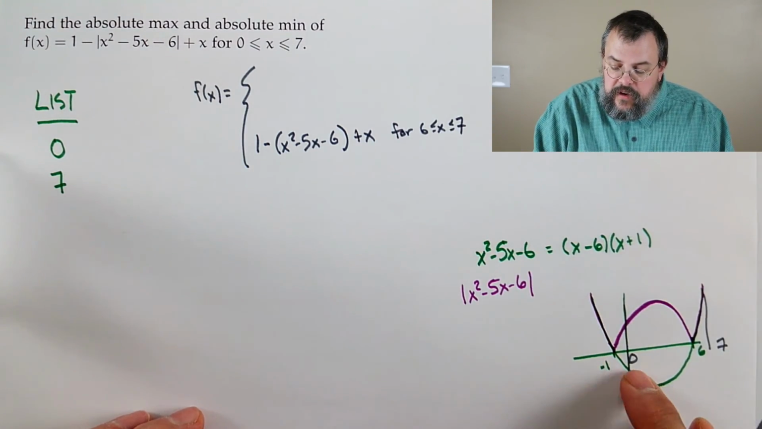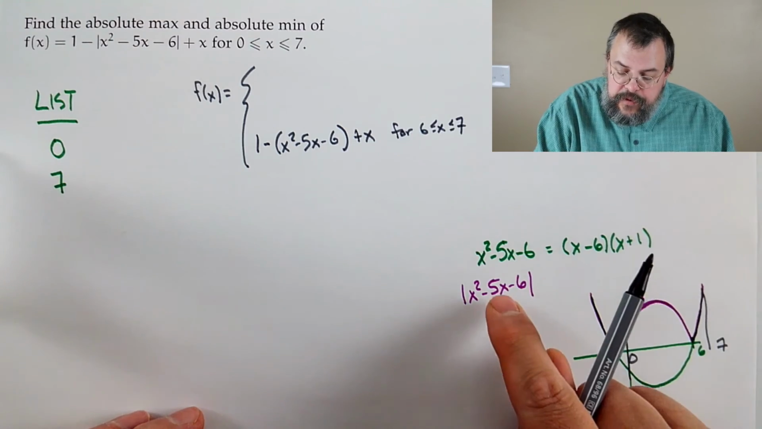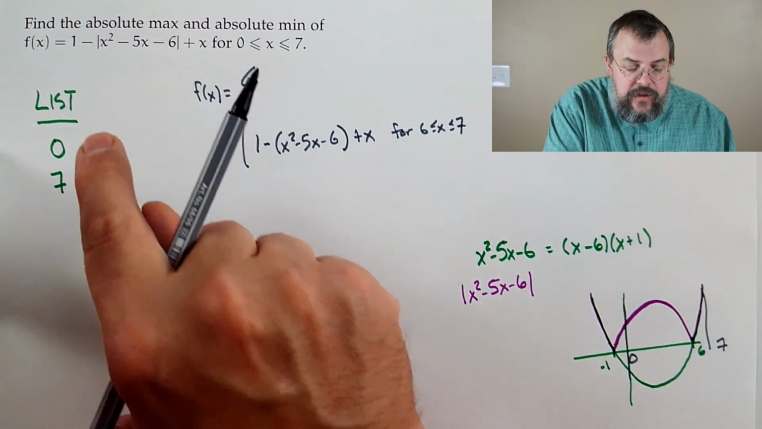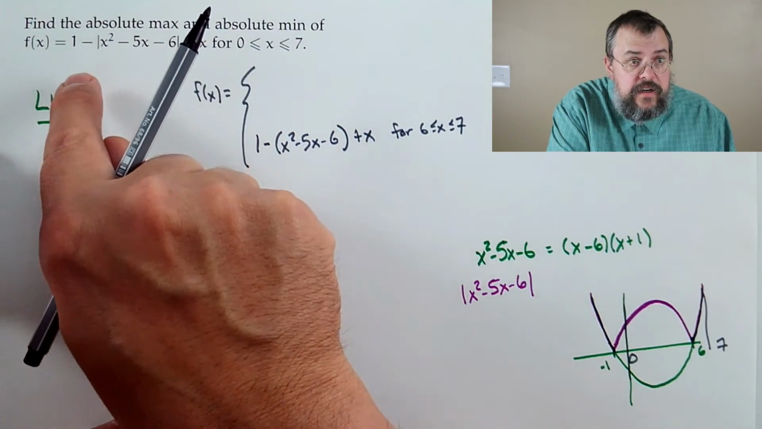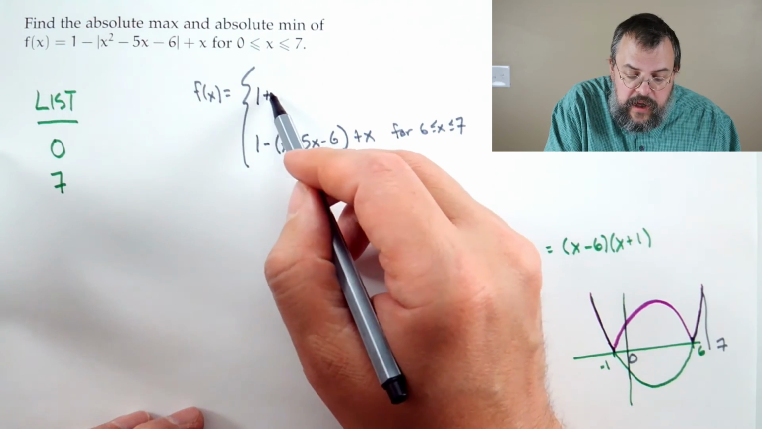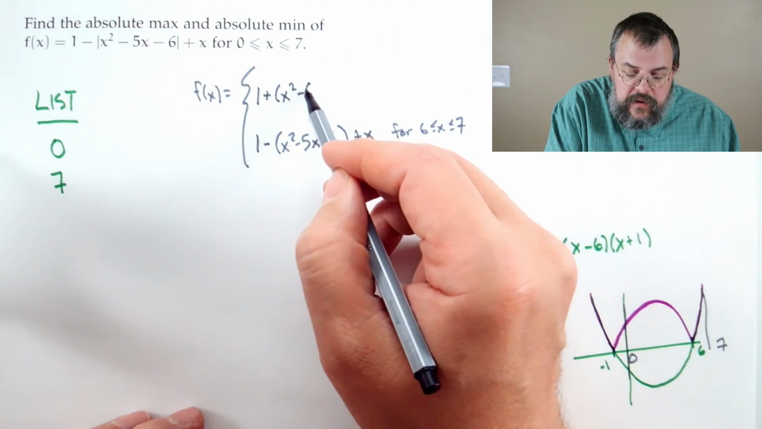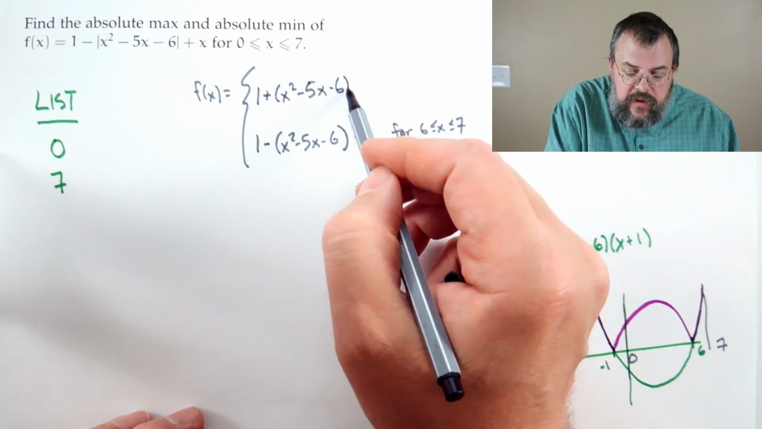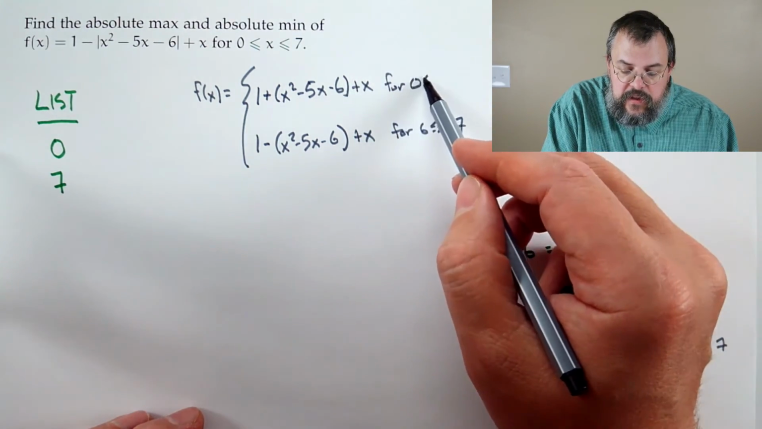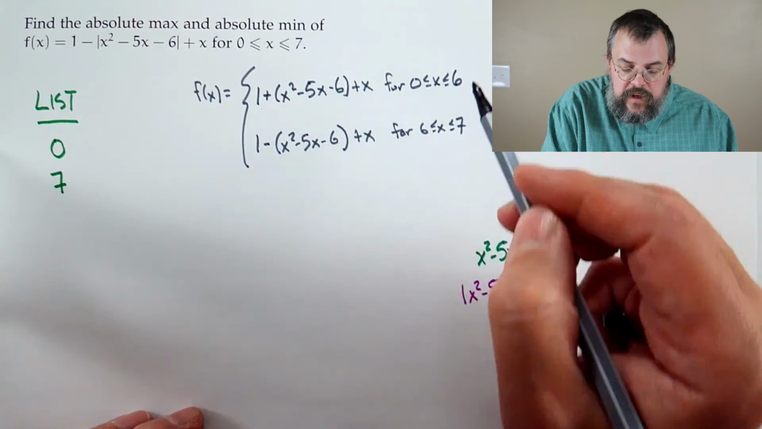When we're between 0 and 6, the absolute value does have an effect. So it changes the sign. Now notice we are originally subtracting here, so if we change the sign, it'll turn it into a 1 plus x squared minus 5x minus 6 plus x. And that's for 0 less than or equal to x less than or equal to 6.